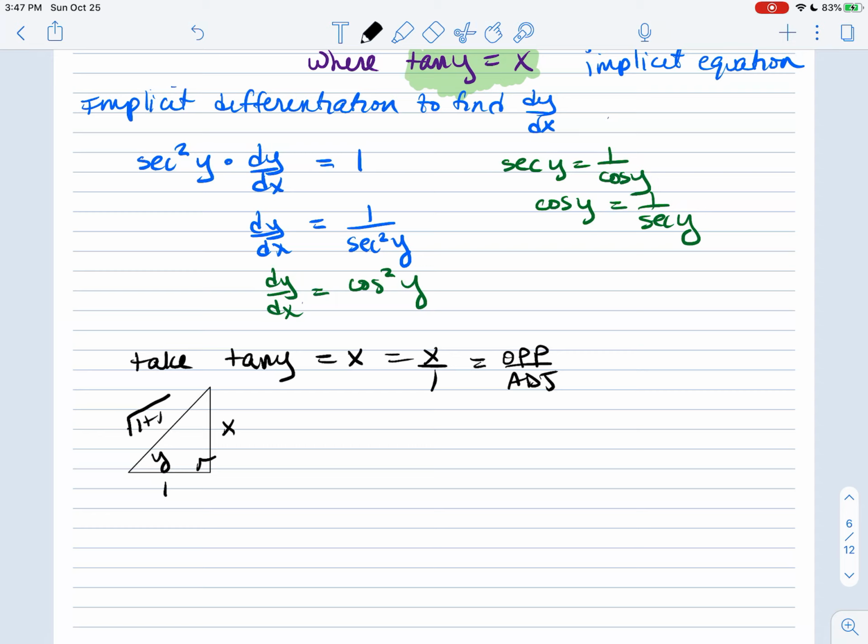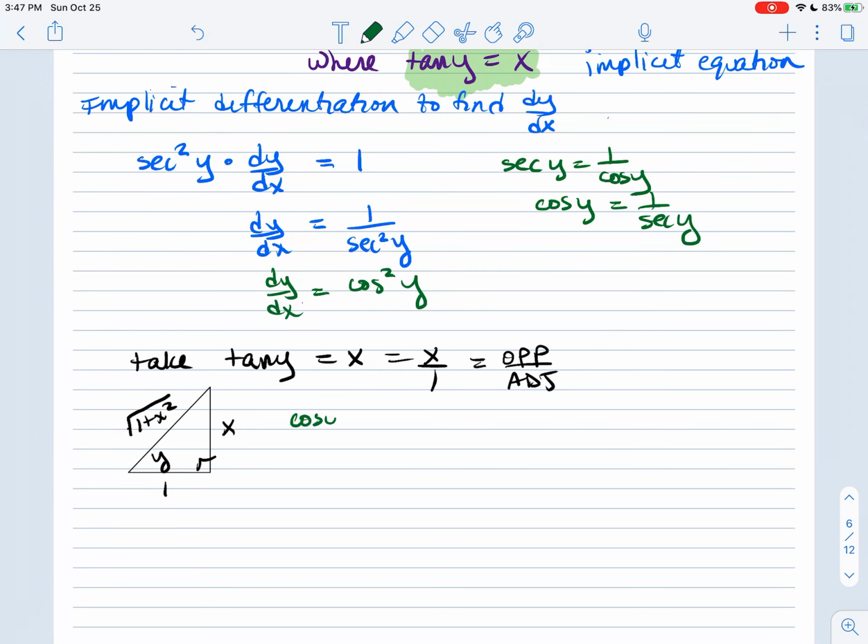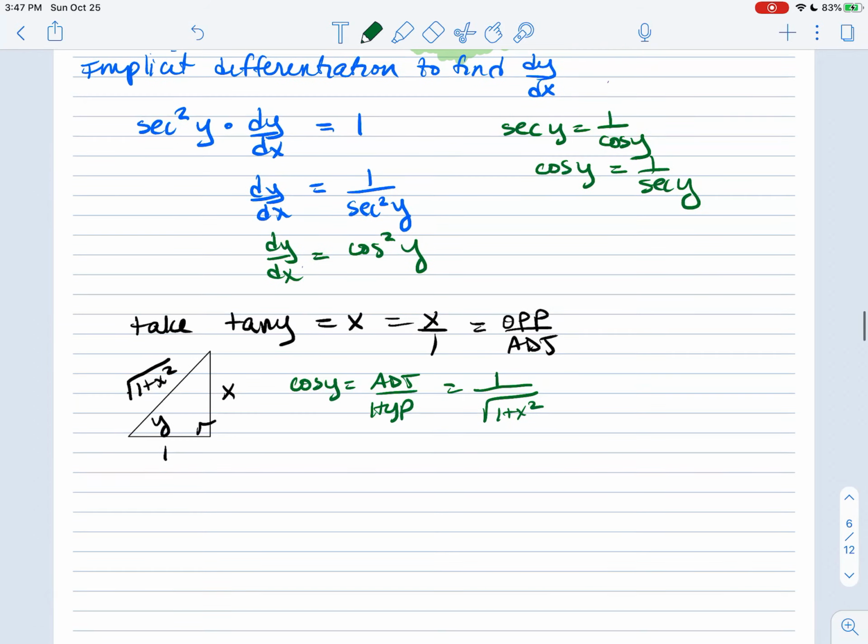And then by the Pythagorean theorem, we can see that the square root of 1 plus x squared is the hypotenuse. Now our derivative is dy/dx equal to cosine squared of y, and I see from this triangle that cosine of y is by definition the adjacent over the hypotenuse, and the adjacent over the hypotenuse is 1 over the square root of 1 plus x squared.